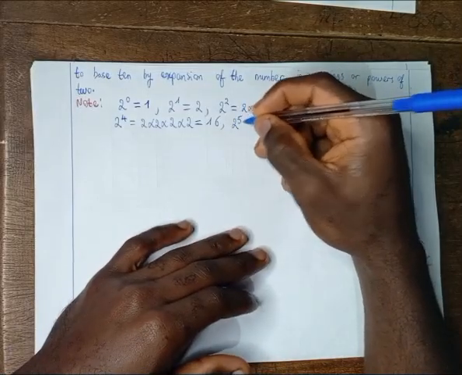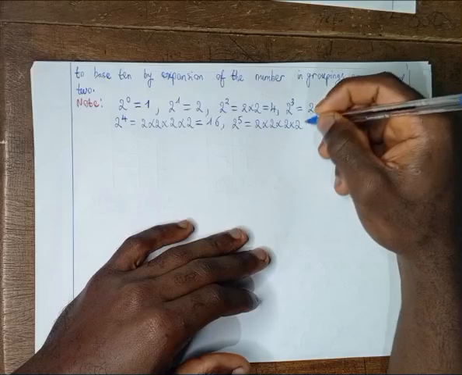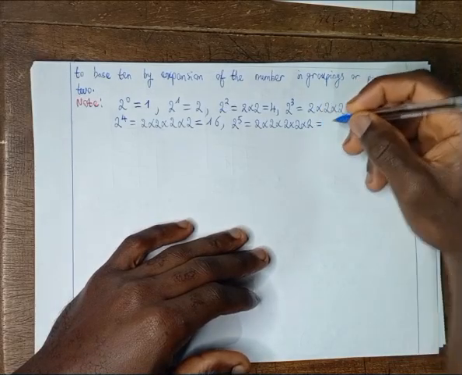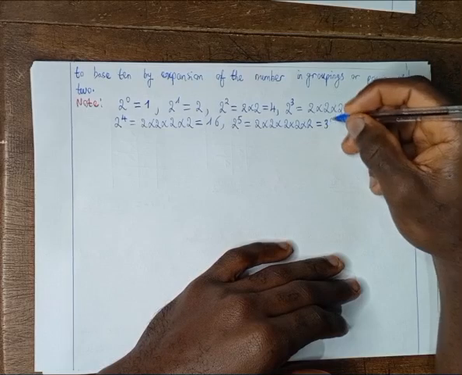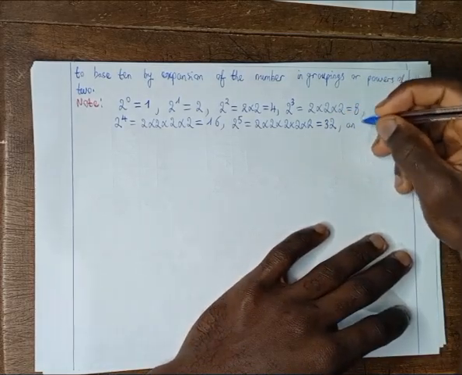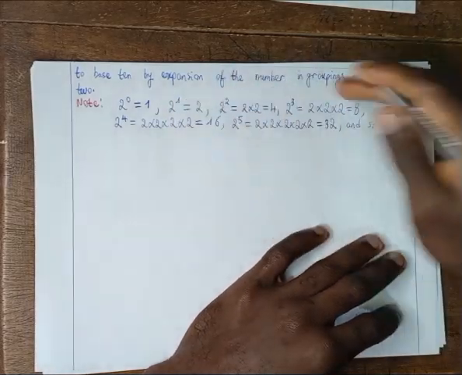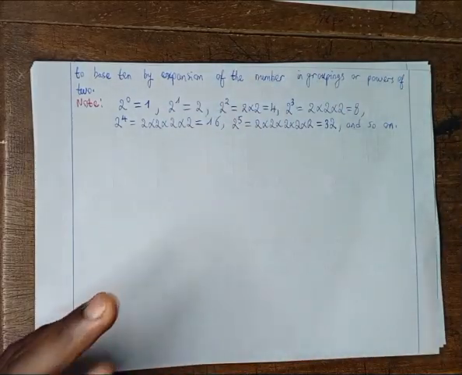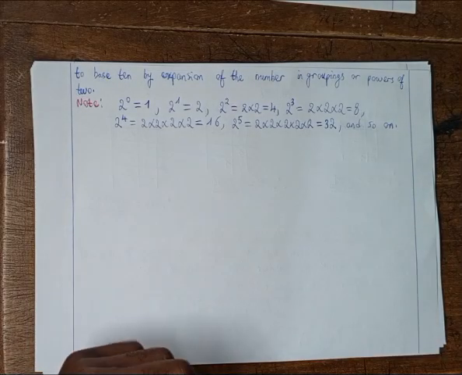2 to the power 5 is the same as 2 times 2 times 2 times 2 times 2, which is equal to 32. So we are going to make use of this when we are expanding numbers in base 2. Now let's take an example.